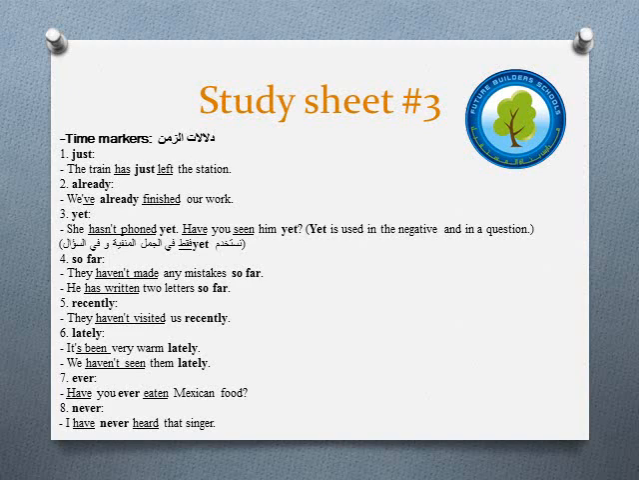And never, if I want to say that I haven't done anything during my life, إذا أردت أن أقول أنني لم أقم بعمل شيء خلال حياتي, I use never. And I have never heard that singer. في حياتي لم أسمع بذلك المغني. So I've explained ever and never earlier. في وقت سابق.